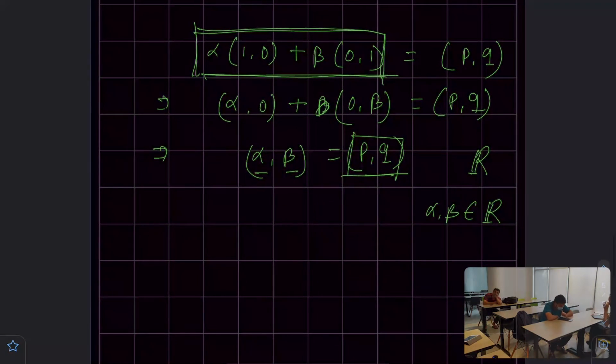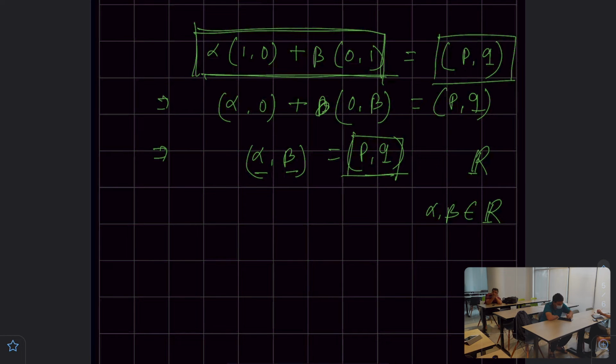So when you are doing this, remember, when you have to show that a vector space is spanned by a certain set of vectors, what you need to do is start with an arbitrary element of the vector space and show that it can be written down as a linear combination of the elements of the set that you are trying to prove as a basis. Here PQ is the arbitrary element that you started with, and you want to show that it can be written down as a linear combination of these two vectors, 1, 0 and 0, 1.